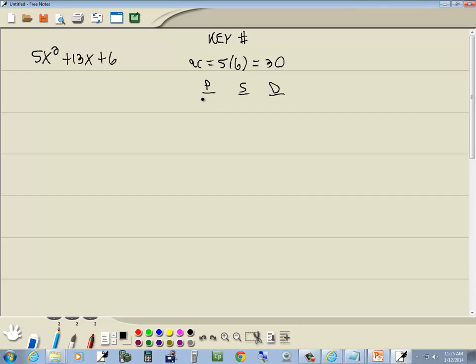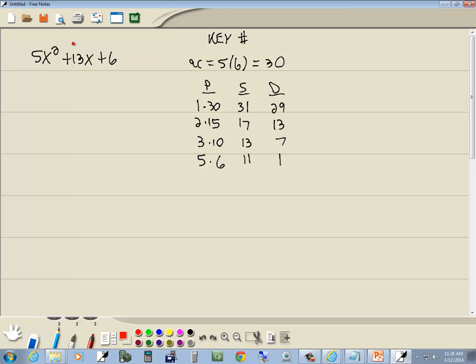P stands for product. We list all the products that give us 30. We got 1 times 30, 2 times 15, 3 times 10, 5 times 6. The S stands for sum. We add them together. 1 plus 30 is 31, 2 plus 15 is 17, 3 plus 10 is 13, 5 plus 6 is 11. D stands for difference. We subtract smaller from larger. 30 minus 1 is 29, 15 minus 2 is 13, 10 minus 3 is 7, 6 minus 5 is 1.